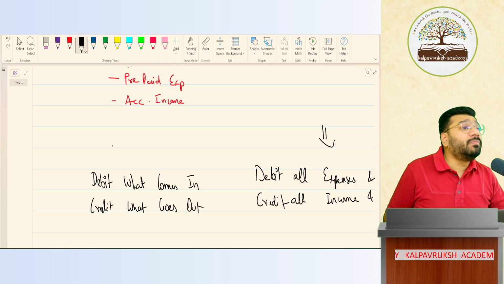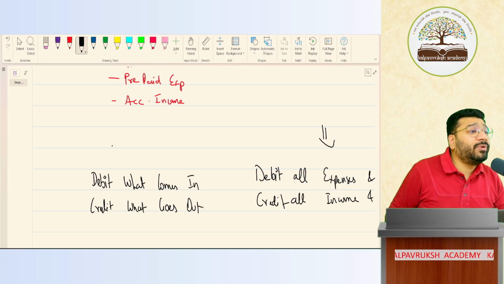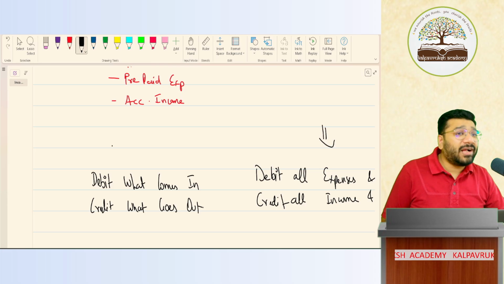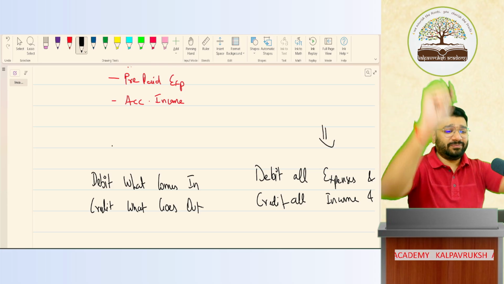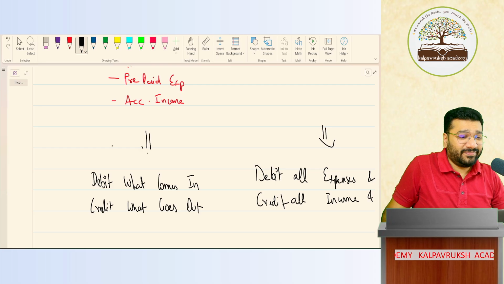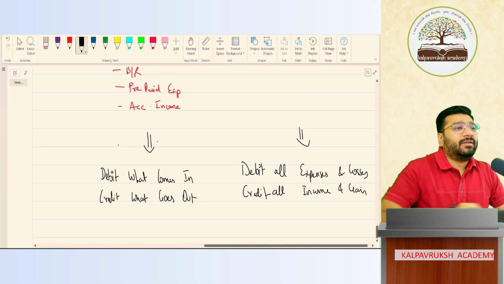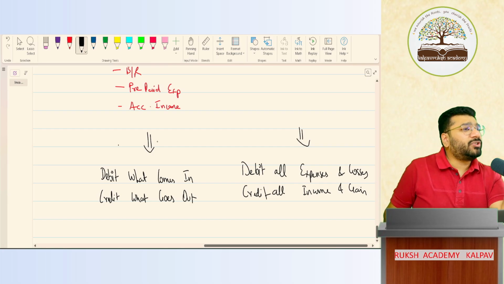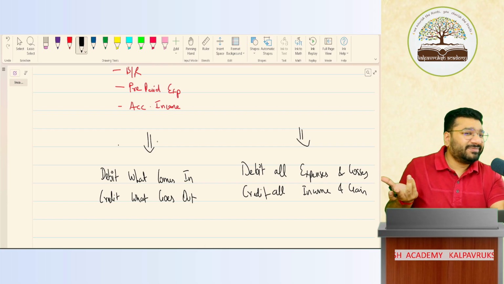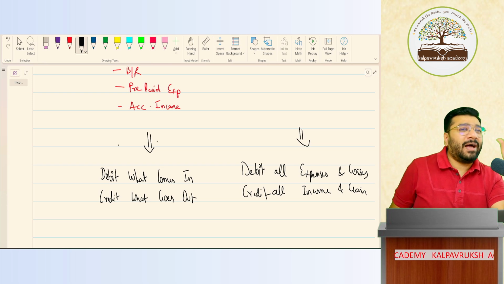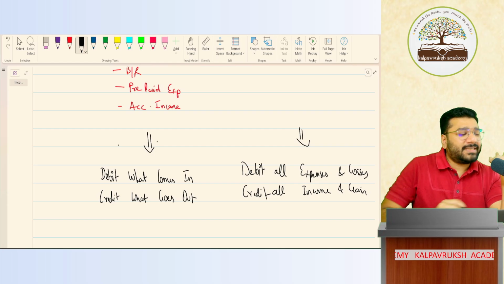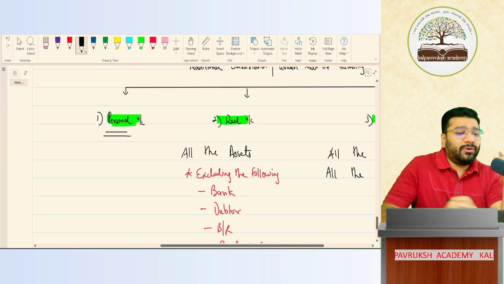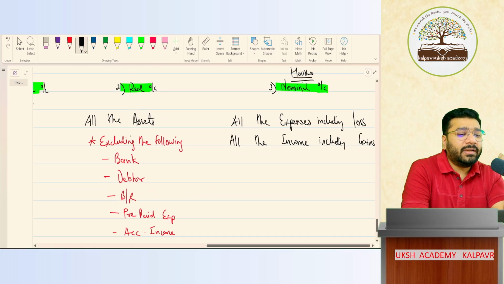This rule is given by whom? Sir Luca Pacioli. Who is he? Father of accounting. Now, based on this, can we do a couple of questions? Too many rules we don't like, no? We'll do some questions and apply this. Then we'll go to the last category, which is the personal account category, because this is full of masala again. So before that, let's do a trial on real and nominal account.